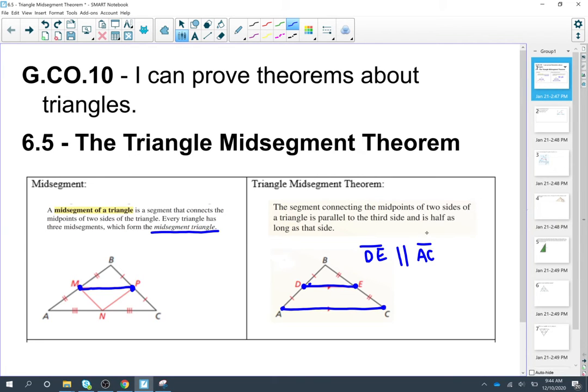And then the second part is going to tell me that DE is 1/2 the distance of AC. Meaning, if I were to tell you that AC were 10, then what would DE be? Well, DE would be 5 because it's half.